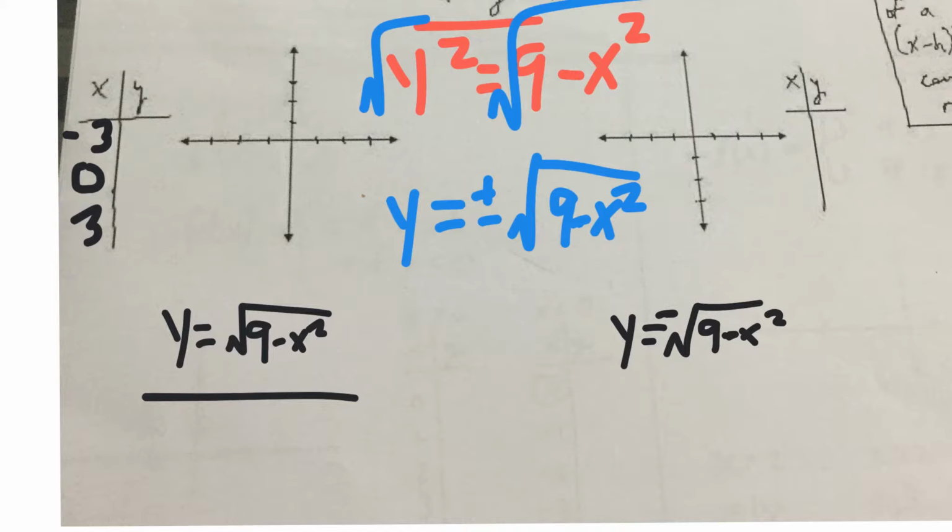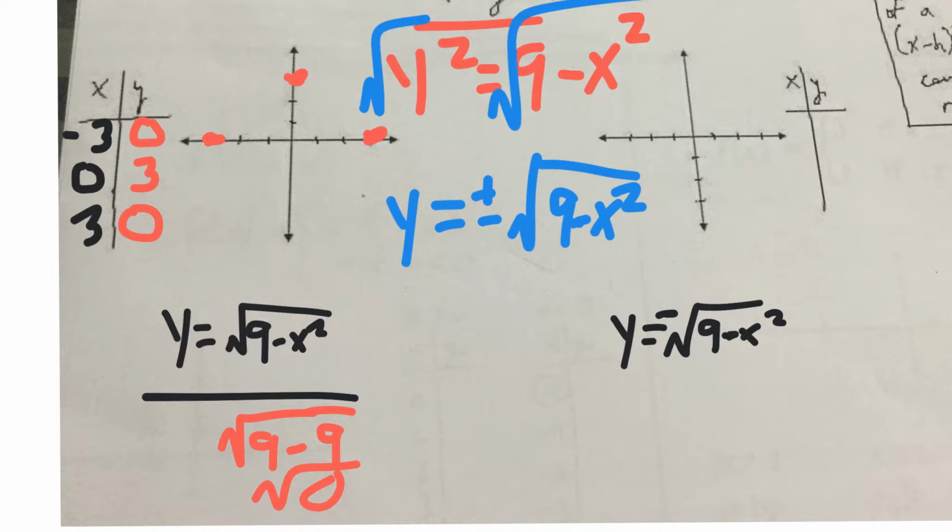So now if I plug in negative 3, that's going to be the square root of 9 minus negative 3 squared, which is 9, so that's 0. The square root of 0 is 0. So when I plug in negative 3, I get 0. When I plug in 0, I get the square root of 9, which is 3. When I plug in 3, again, that would be 9 minus 9, which gives 0. So these three points are at negative 3, 0; 0, 3; and 3, 0.